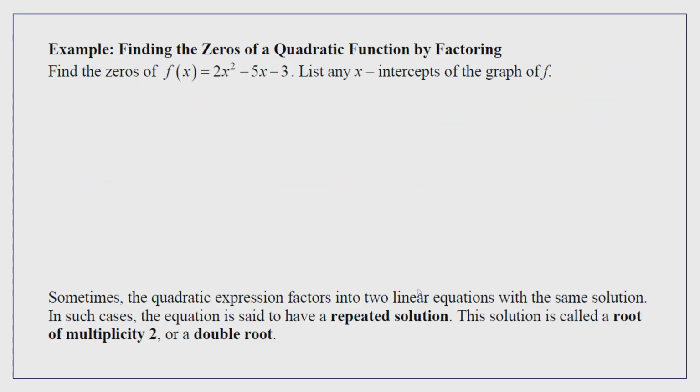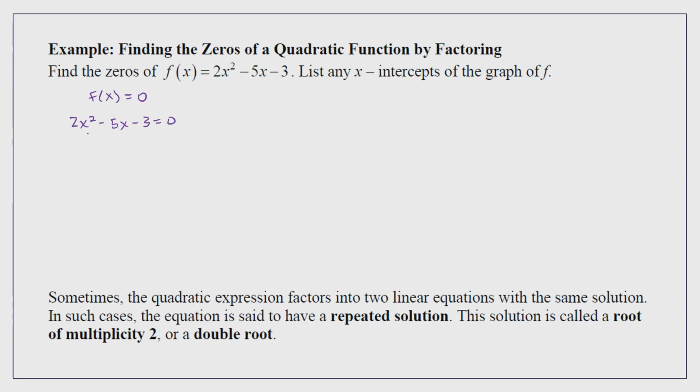In this example, we're going to find the zeros of this quadratic function, and we're going to list any x-intercepts of the graph of f. To find the zeros, we need to place this quadratic function in factored form. We're going to first set f of x equal to 0, so we would have 2x squared minus 5x minus 3 equals 0.